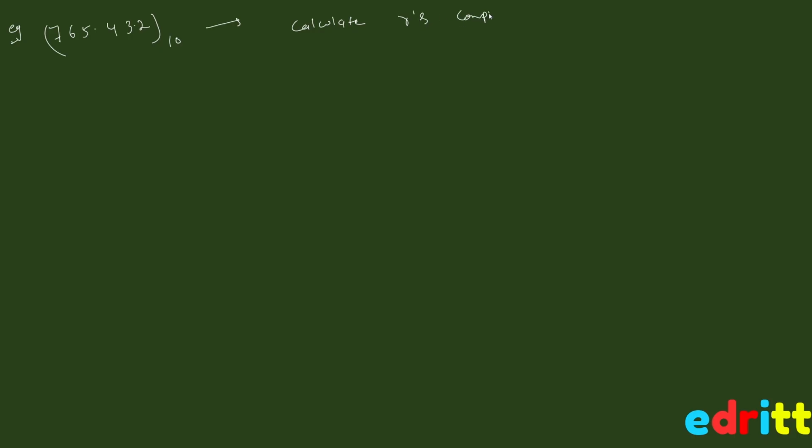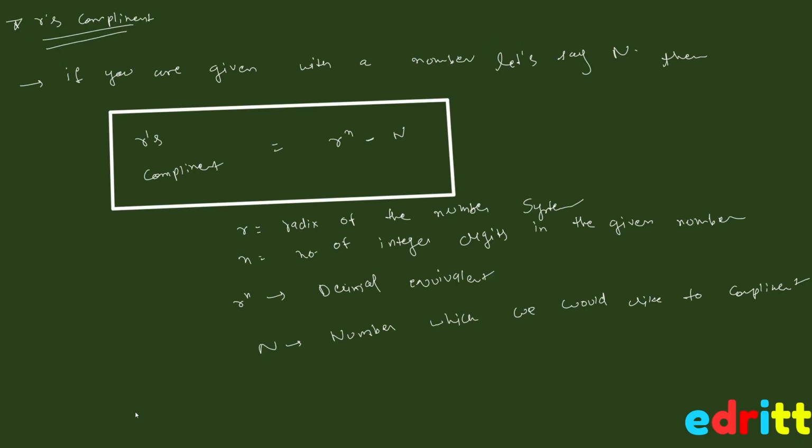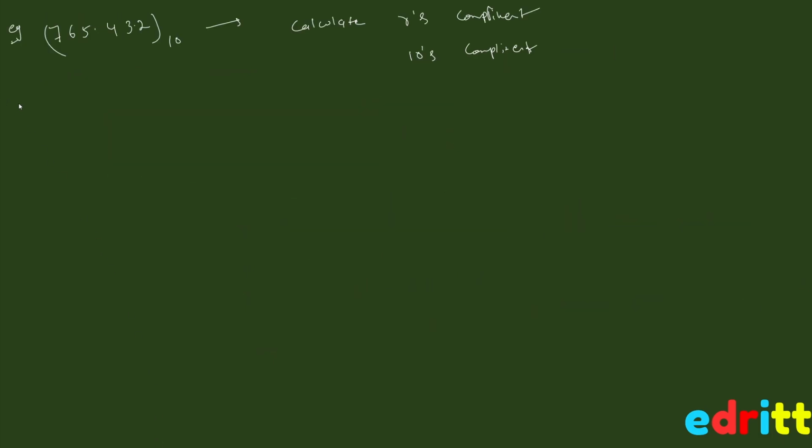And you have been asked to calculate R's complement. In this case, that will be 10's complement. Why? Because the radix is 10. So when you are supposed to calculate 10's complement, what you have to do? You have to look at this formula. R's complement is equal to r raised to power n minus capital N. I'll first write down the formula.